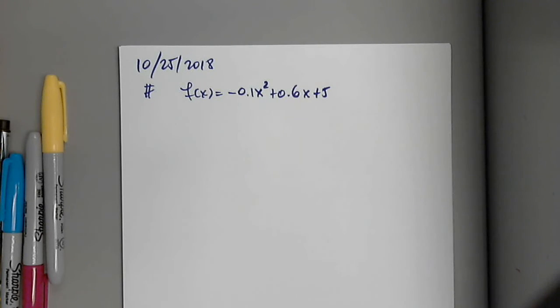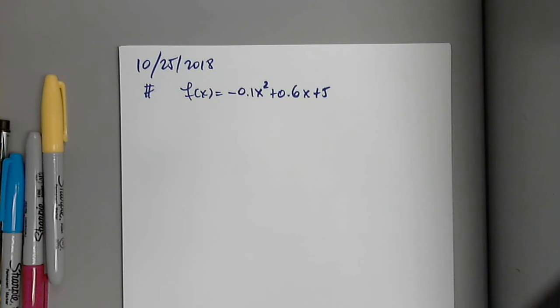So we want to find the maximum height. So I throw the ball up in the air. It hits the ground eventually. It reaches the maximum. I need to know what the maximum is, and I need to know how far away from where I throw it up in the air it will hit the ground again.